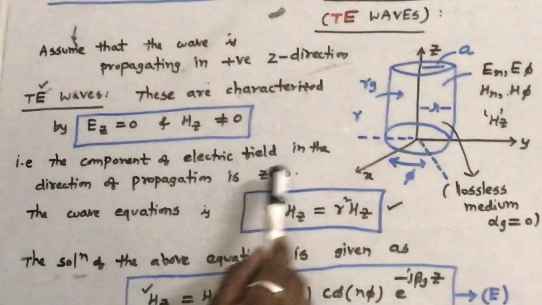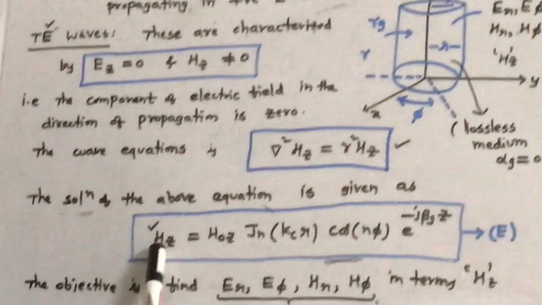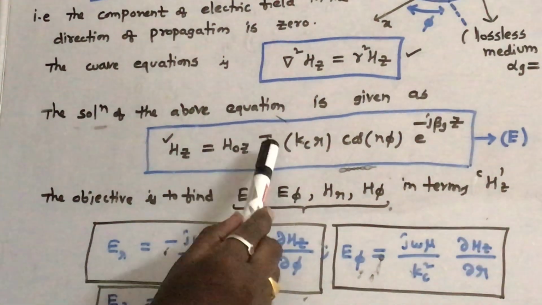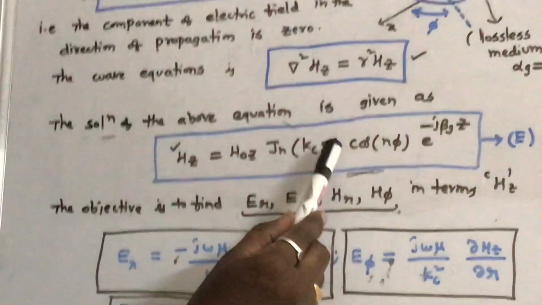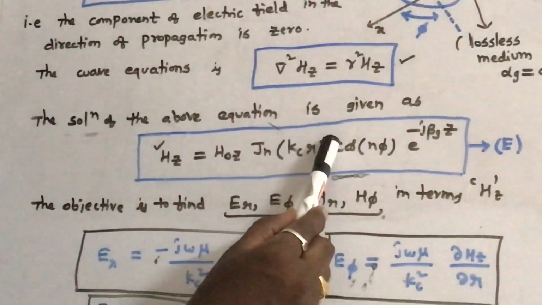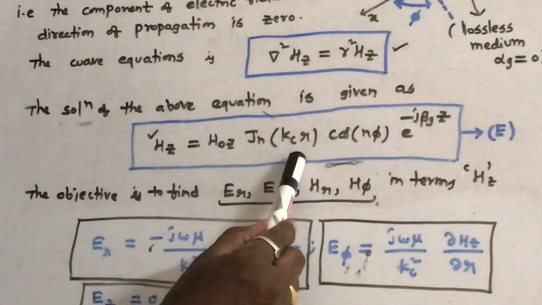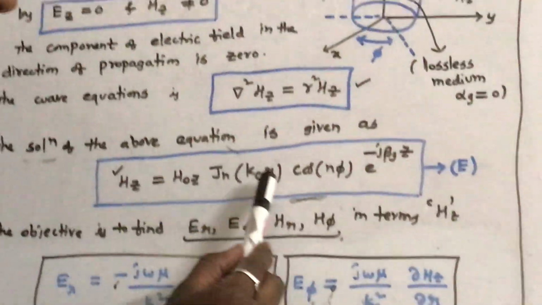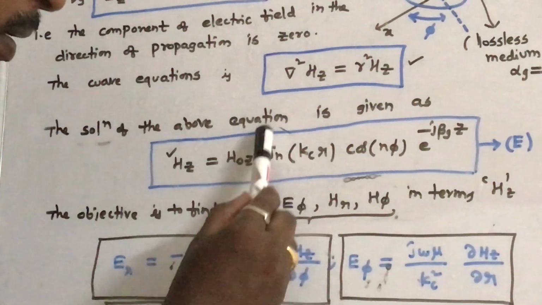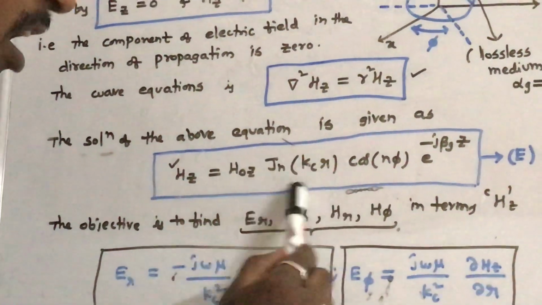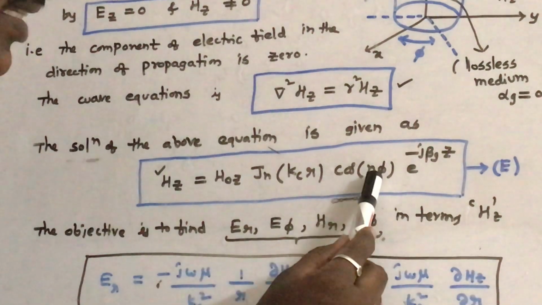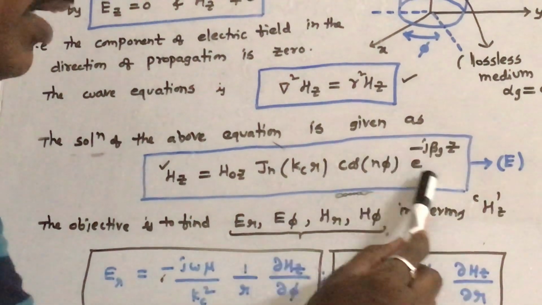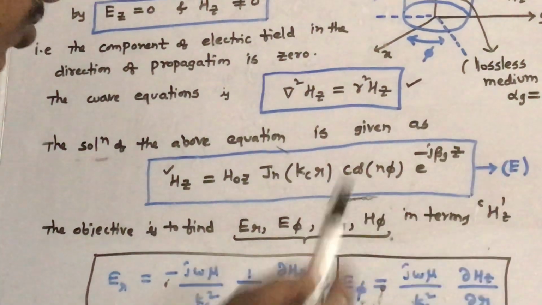The solution of this equation is written as Hz is equal to H0z, where H0z is the amplitude, Jn of Kc R, where this is called the nth order Bessel's function of first kind, representing the standing waves of Kc into R for R less than A. I mentioned the name of this function in the previous lecture. Then cos n phi into e power minus j beta g into z. This term indicates that the wave is propagating in the positive z direction.